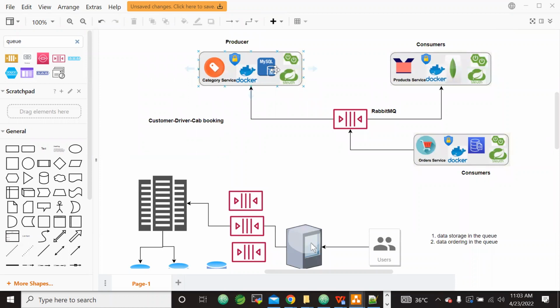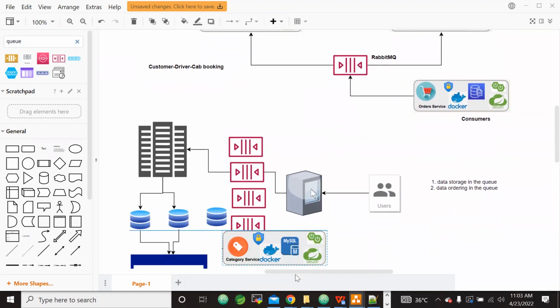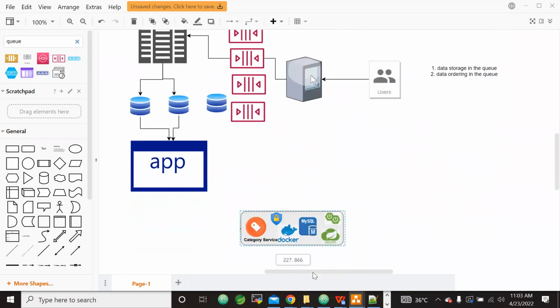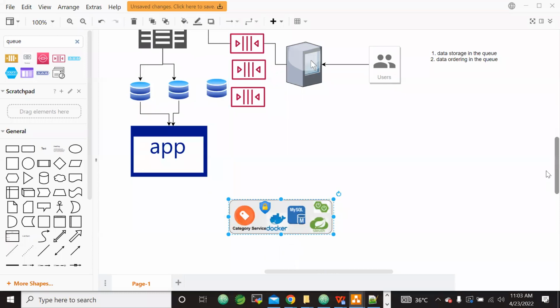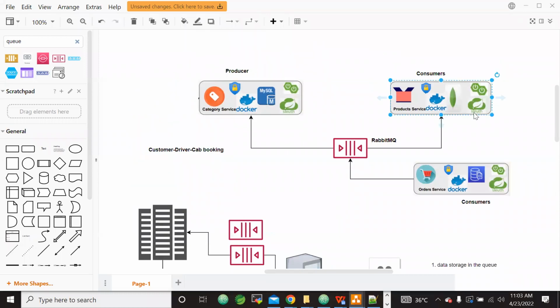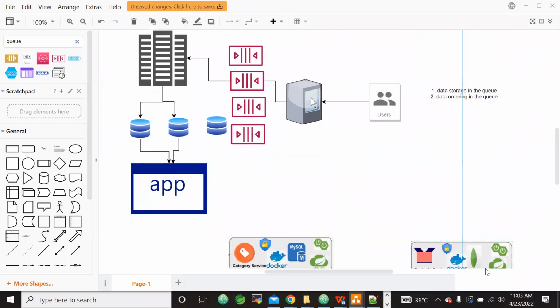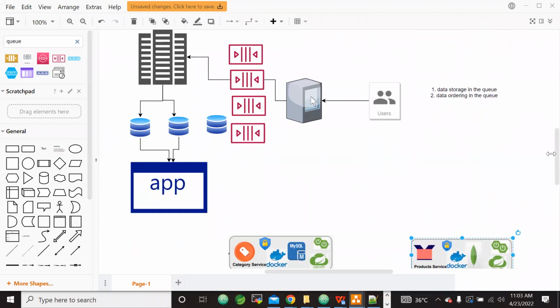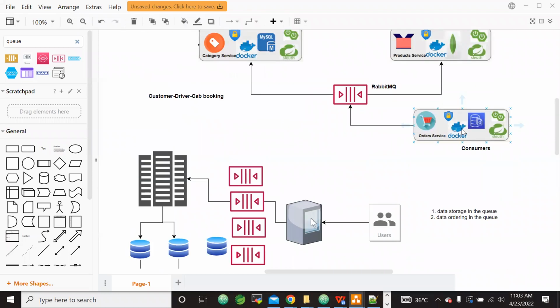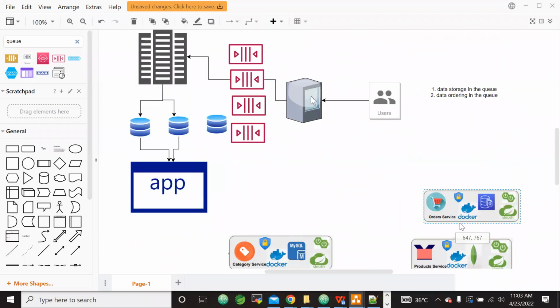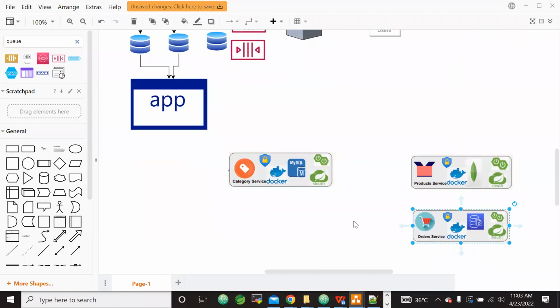So I will take the same diagram. Here is the category service, here is one consumer called the product service, and here is the order service. Now what we will do is, let us create the topic. Let us have Kafka in place.